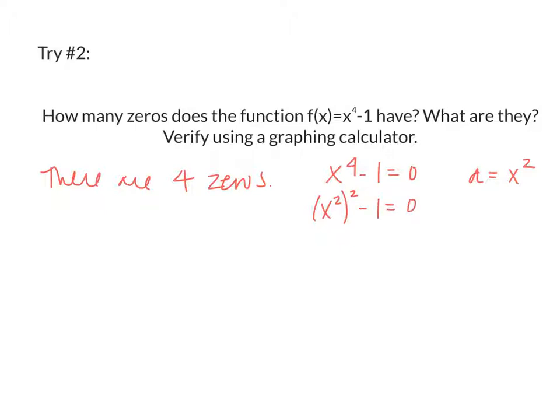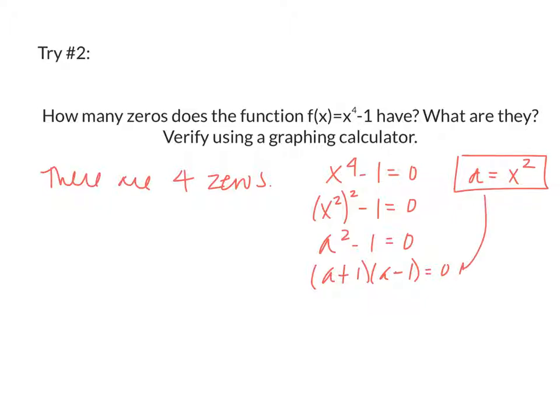Okay? So that's like a squared minus 1. Now what that should look like is difference of squares. All right, so that should be a plus 1 and a minus 1 equal to 0. And that's as far as we can go with a. So we're going to go back and replace it again. So that gives us x squared plus 1 and x squared minus 1.